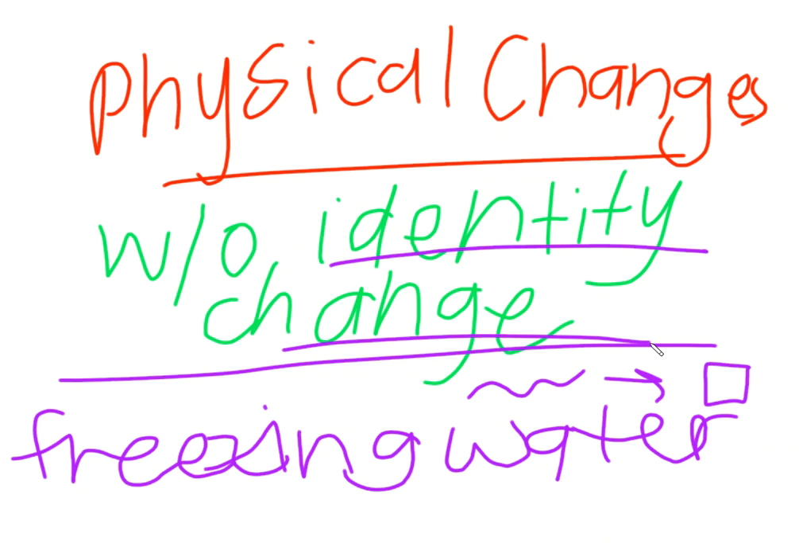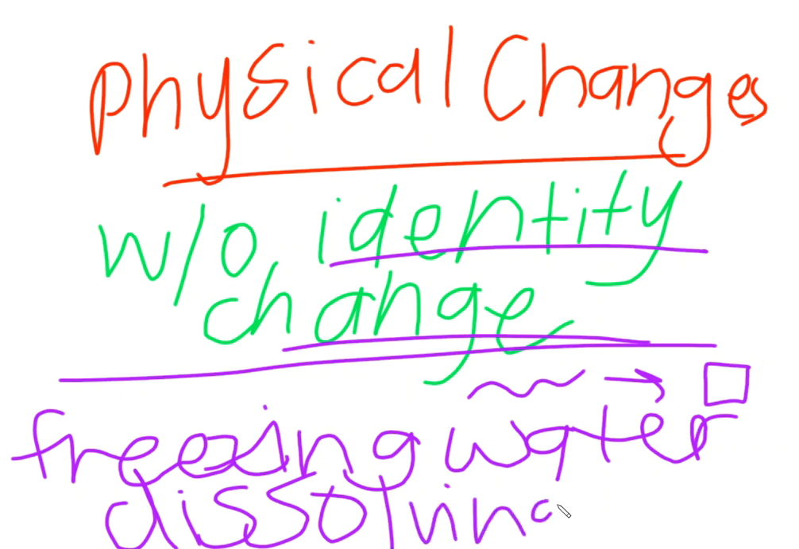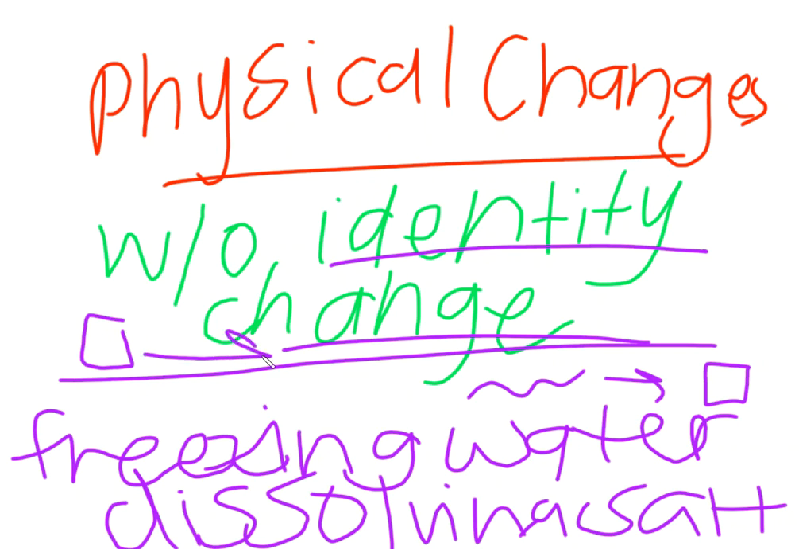Another example of a physical change would be dissolving salt. Salt goes from a solid, and then after you dissolve it, to a liquid. But the chemical formula of salt, which is NaCl, even if you dissolve it, it is still NaCl, meaning it underwent a physical change and not a chemical change.